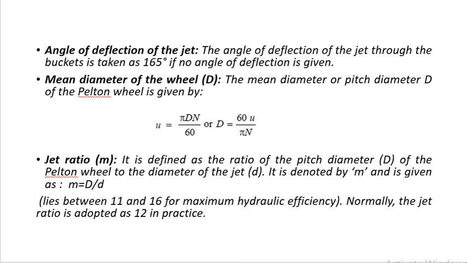With the help of this formula you can calculate the mean diameter of the wheel. Next is the jet ratio. Jet ratio is basically the ratio of the pitch diameter, capital D, of the Pelton wheel to the diameter of the jet, small d. So jet ratio is denoted by small m. Small m is equal to capital D upon small d, and this value lies between 11 and 16 for maximum hydraulic efficiency. Normally we take 12 for the Pelton wheel.